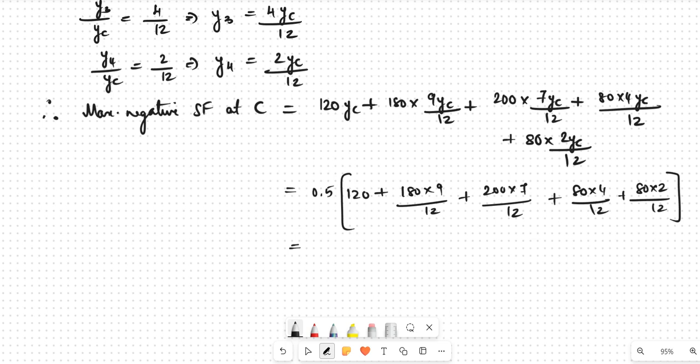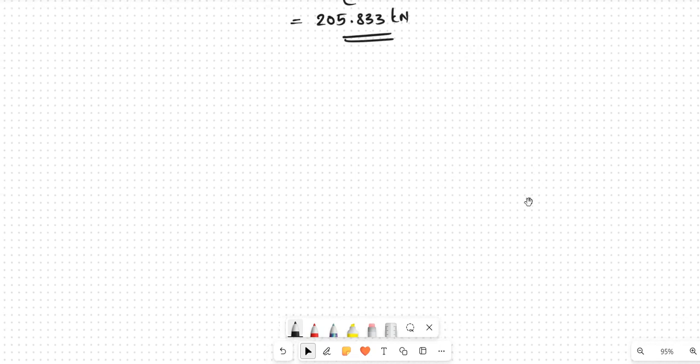The final answer you will get is 205.833. Okay, that is what I am getting. So please check. You will get the answer as 205.833 kilonewton as the maximum negative shear force at C. Similarly, let's move on to find the maximum positive shear force at C.